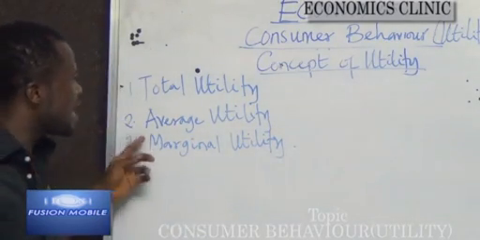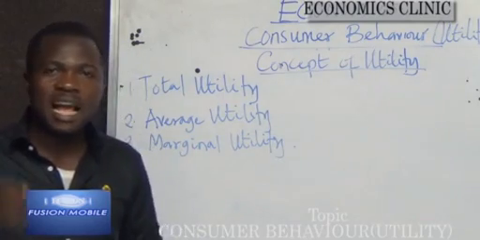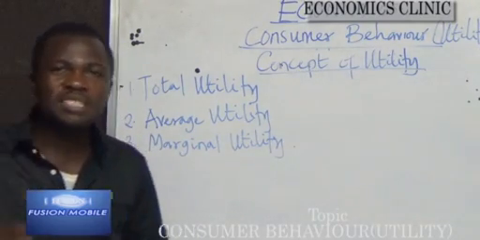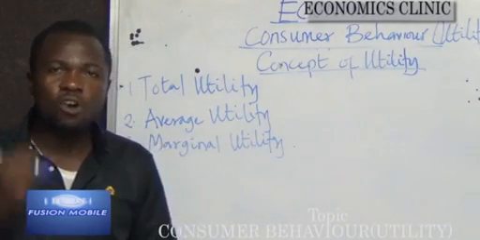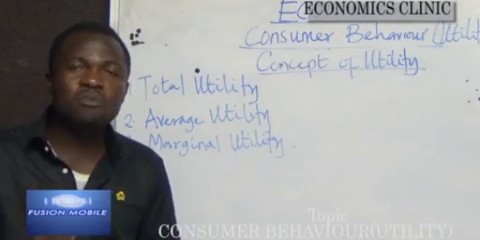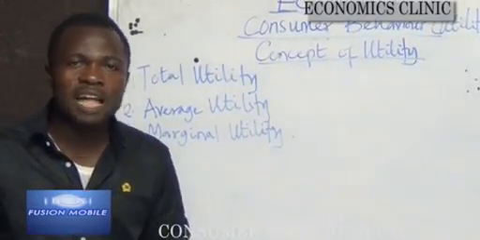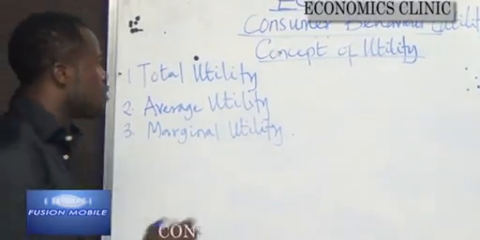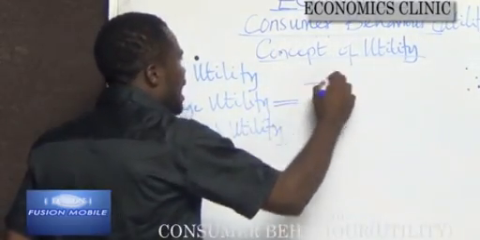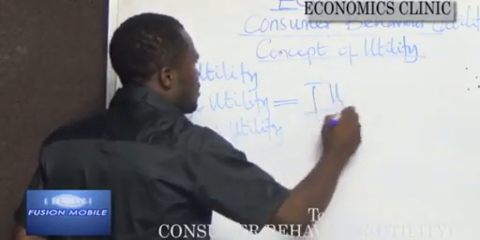The next one is average utility. This is the satisfaction derived from a unit output, that is, the satisfaction derived from the consumption of just a unit of output. And to calculate average utility, the formula is total utility divided by quantity.